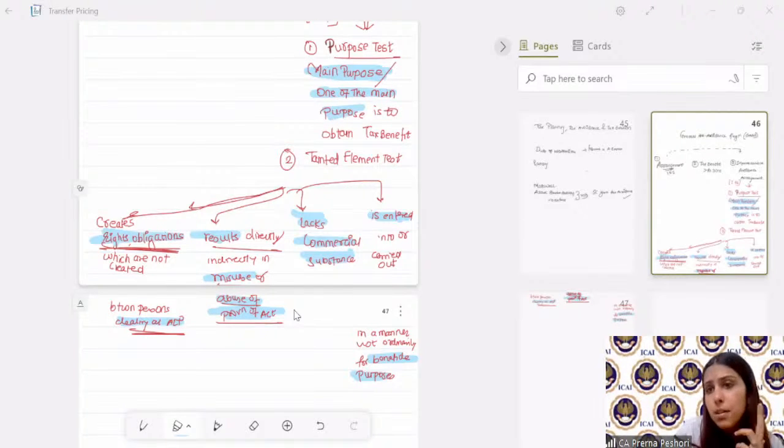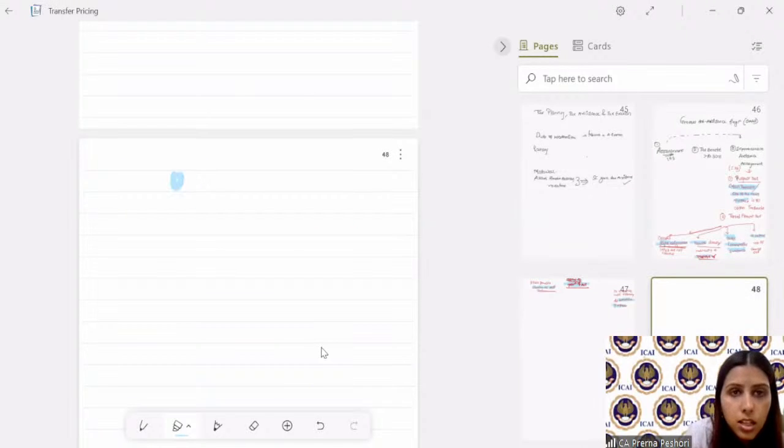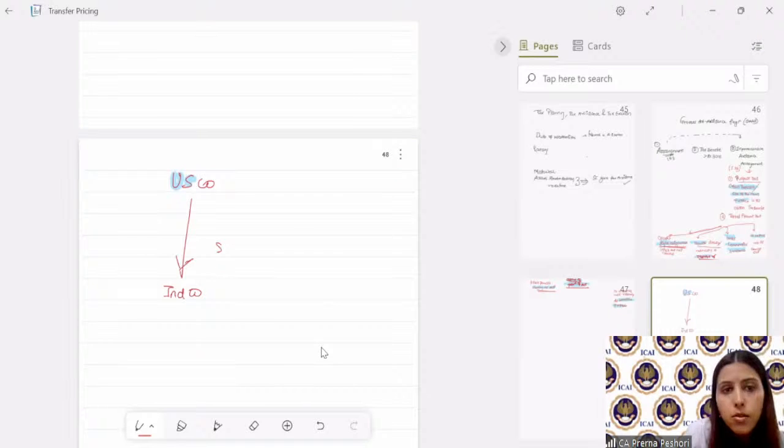Now let's take an example. Suppose there is a company from US. It has entered into an agreement with an Indian company for setting up a power plant in India. The agreement says that there will be a $100 invoice for the services. So there is this US company, and it is providing the services of setting up the power plant to the Indian company, and $100 is the invoice.